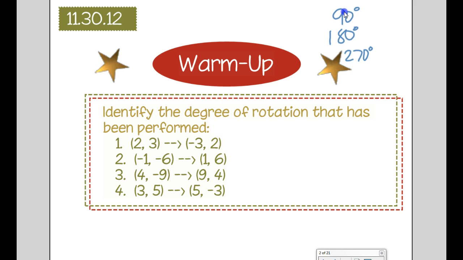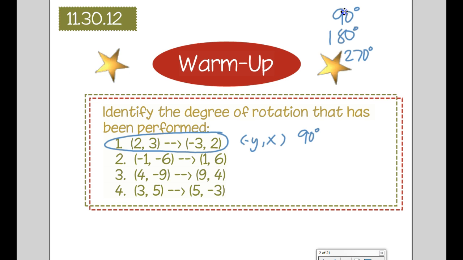90 degrees. Okay. So on number 1, what happened from here to here? Let's see. XY became, what's this one? That's negative X or negative Y? Y. This is the Y value. 3 was the Y value. So that's negative Y, comma. Oh, we didn't do anything to X. That's just plain old X. So which rule is that on the board? You see negative Y, comma X? That's the 90 degrees. So the answer to number 1 is 90 degrees.